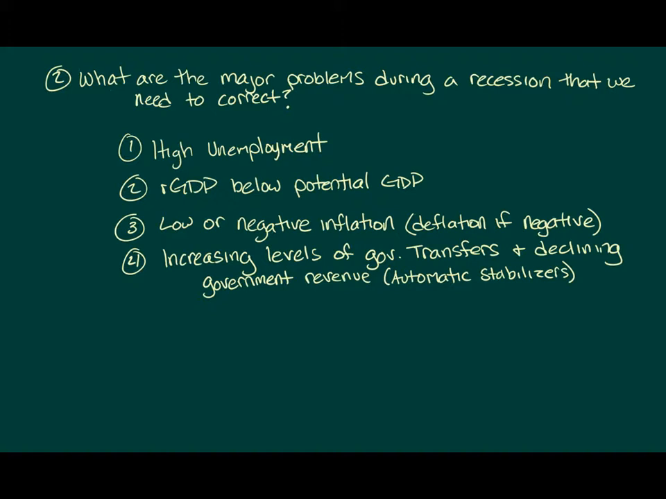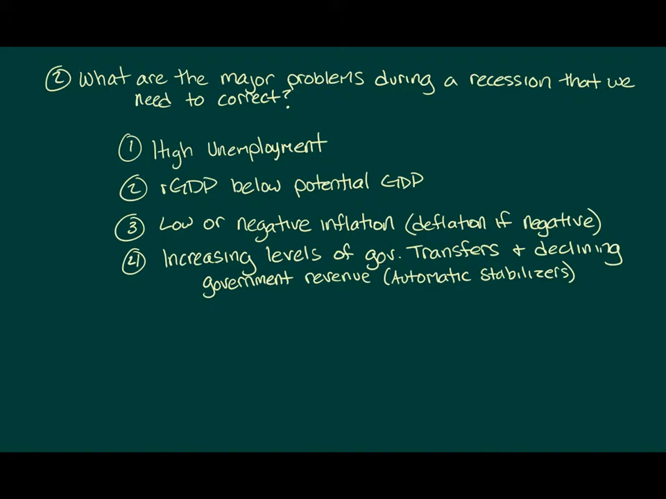So our primary problem during a recession is high levels of unemployment, resulting in lower incomes across the board, lower levels of consumer spending, lower levels of investment spending, et cetera. So we're not fully utilizing our productive resources, in this case in the form of human capital, because the economy is not working at full employment.